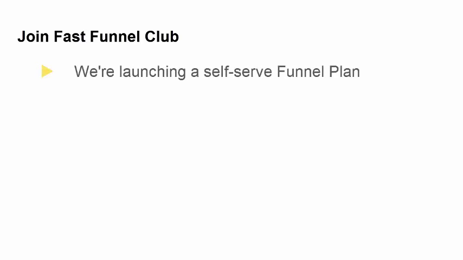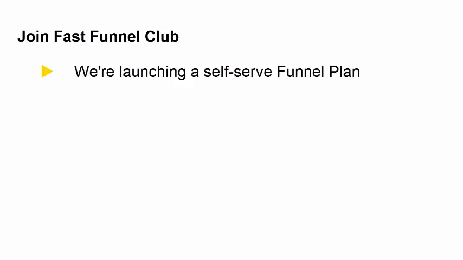You probably already know that funnel plan plays a critical role in our work with larger companies. It also plays an important role with our smaller clients, but in both cases it's very hands-on. One of our smartest consultants has to lead the planning. Now we're launching a self-serve version of Funnel Plan.